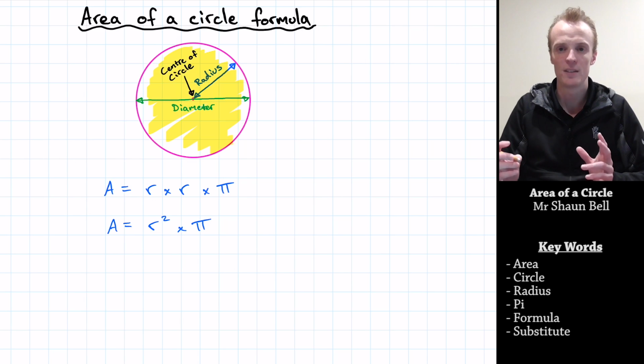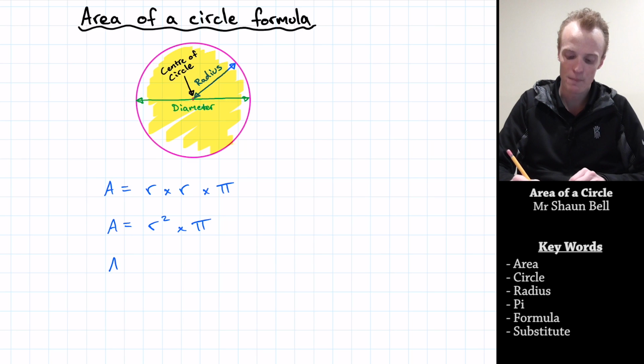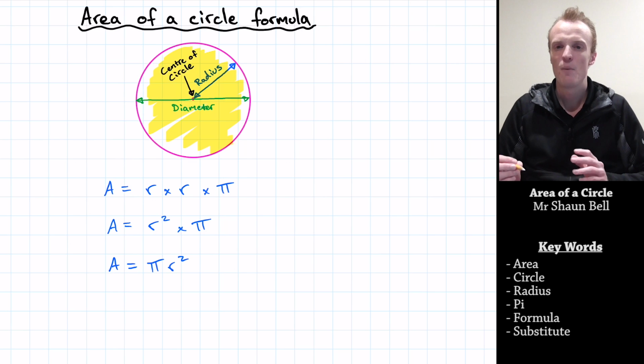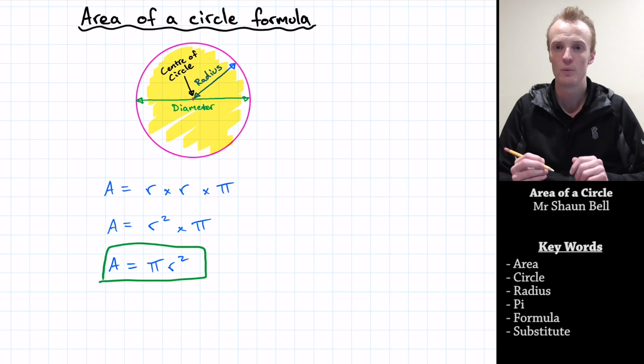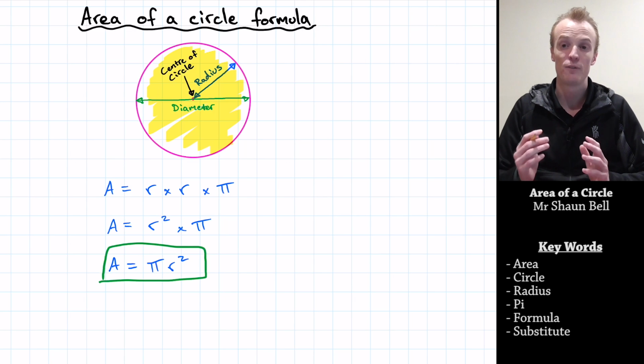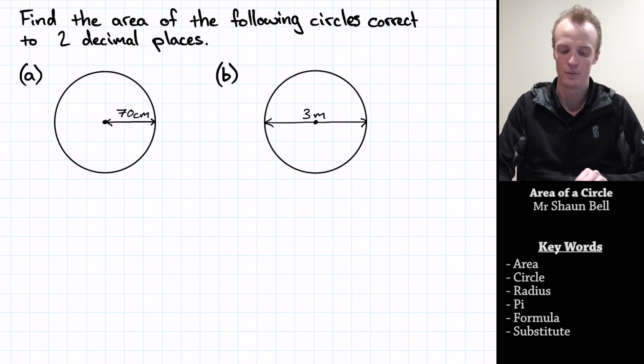Now when we write this as a formula, traditionally in maths this is written as area equals pi r squared. And what I'm going to show you today is how we use this formula for the circle of area equals pi r squared to find the area of whole circles. So let's take a look at a couple of circles.